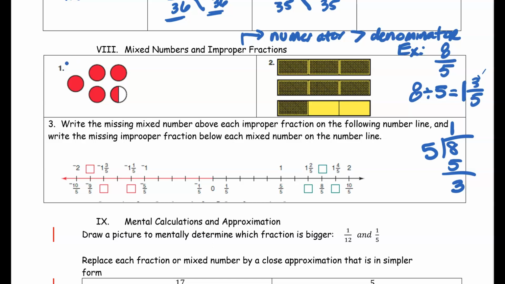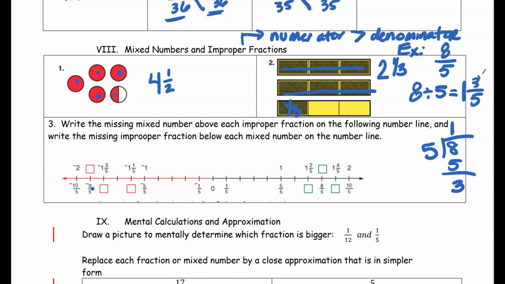So visually, for this example 1 here, if we write a mixed number, this is 1, 2, 3, 4 and a half. This one is 1, 2, and then this looks like a third since it's divided into 3 pieces. So 2 and a third for that one. And then for part 3, write the missing mixed number above each improper fraction. These are negative numbers on the side, so negative 10/5 is the same thing as negative 2.